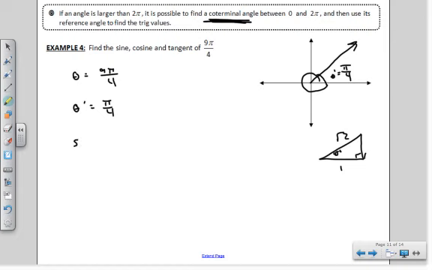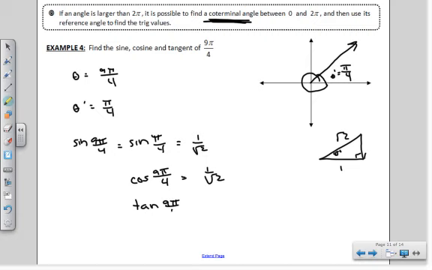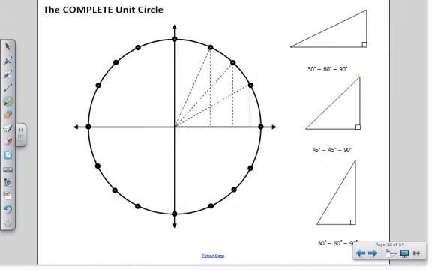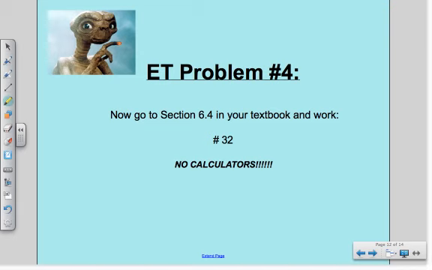And now sine of 9 pi over 4 is going to actually equal the sine of pi over 4. That's an important relationship. And it's 1 over square root of 2. The cosine of 9 pi over 4 is also 1 over square root of 2. And the tangent is cool beans, 1 over 1, which is 1. Okay. Now, go ahead and do number 32 in section 6-4.